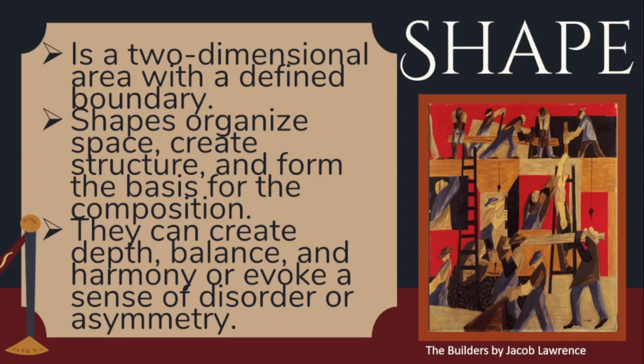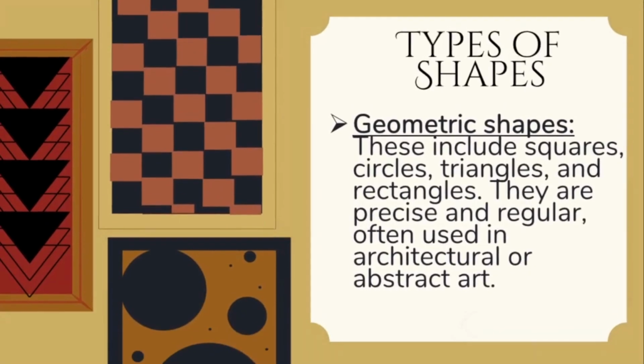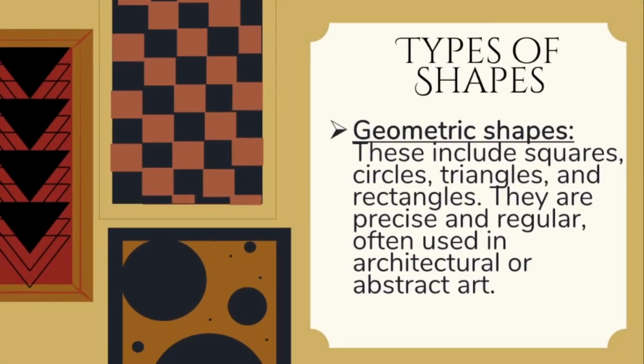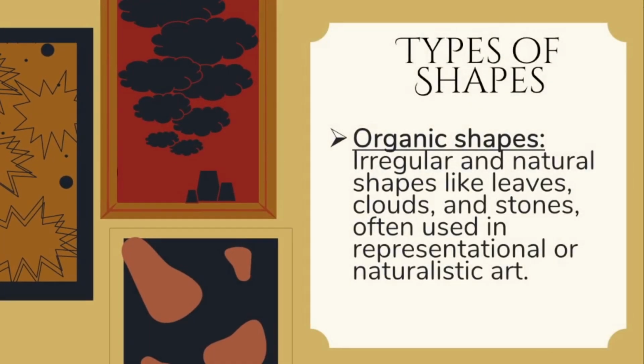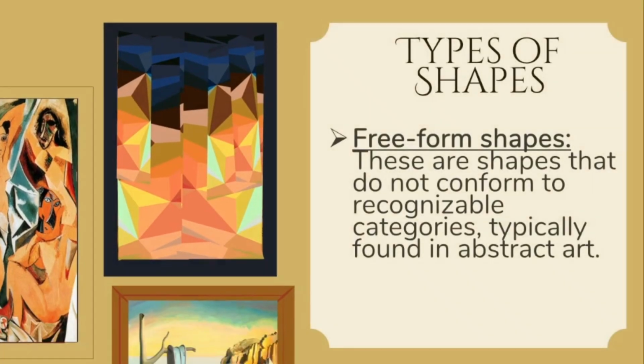Types of shapes. Geometric shapes, precise and regular, e.g., circles, squares, triangles. Organic shapes, irregular and natural, e.g., leaves, clouds, stones. Free-form shapes, abstract and unstructured.